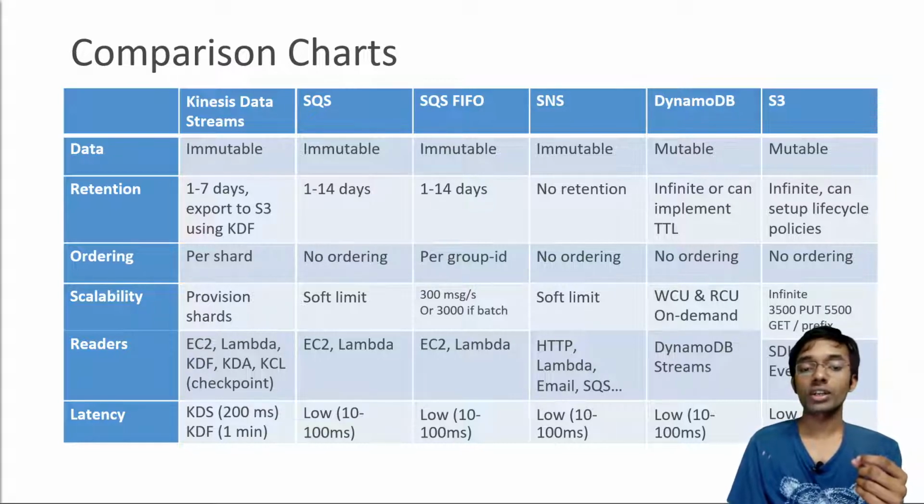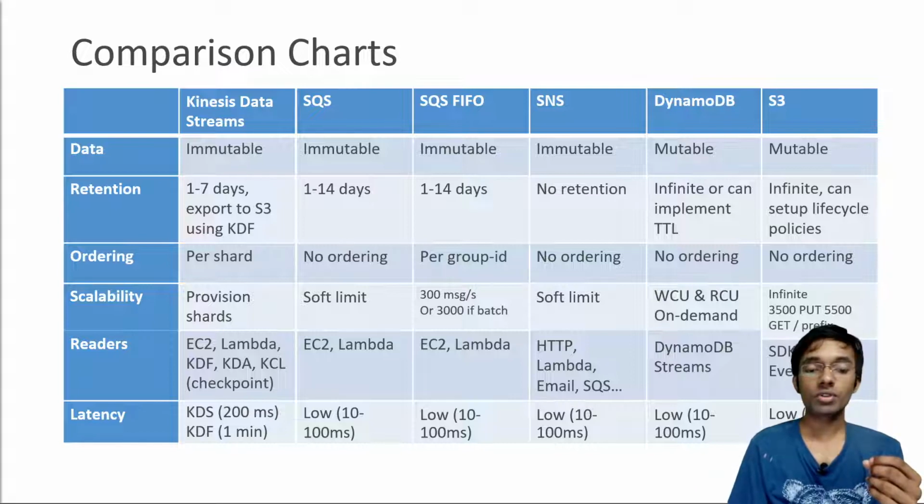The latency is going to be quite low, between 10 to 100 millisecond. DynamoDB now is going to have mutable data. So once we insert data into DynamoDB, we can override it. The retention of the data can be infinite, or we can implement a time to live on our rows. There is no ordering in DynamoDB. For scalability, we have to use write capacity units and read capacity units to provision our database, and maybe have auto scaling on top of it. Or we can use on-demand scaling if we don't know our usage pattern, and if we have something very spiky, very unpredictable, or very abnormal.